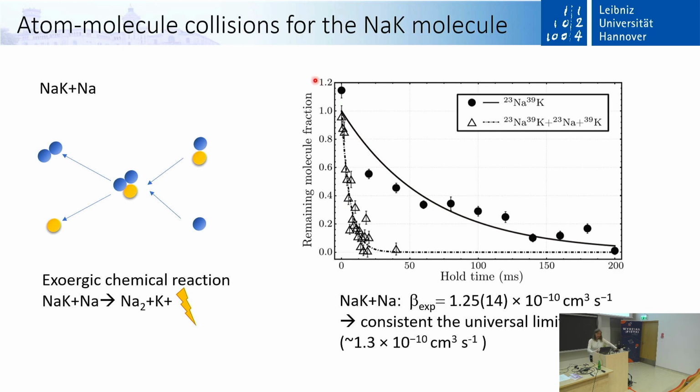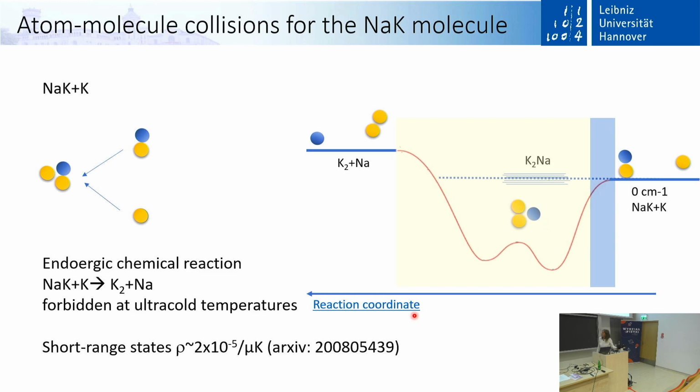So what happens is when we admix sodium to the sodium-potassium molecules, we see that the molecular decay gets far faster. This is those triangles. And analyzing this decay, we'll get, again, a two-body coefficient, which is more or less consistent with the universal limit. However, this is now different for the sodium-potassium plus potassium case. In this case, well, there is only an endoergic chemical reaction, and, well, naively, nothing should happen.